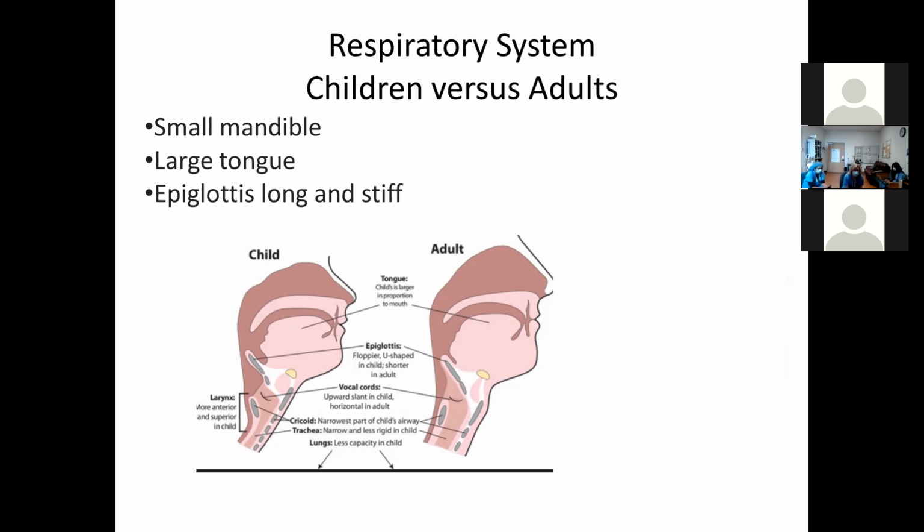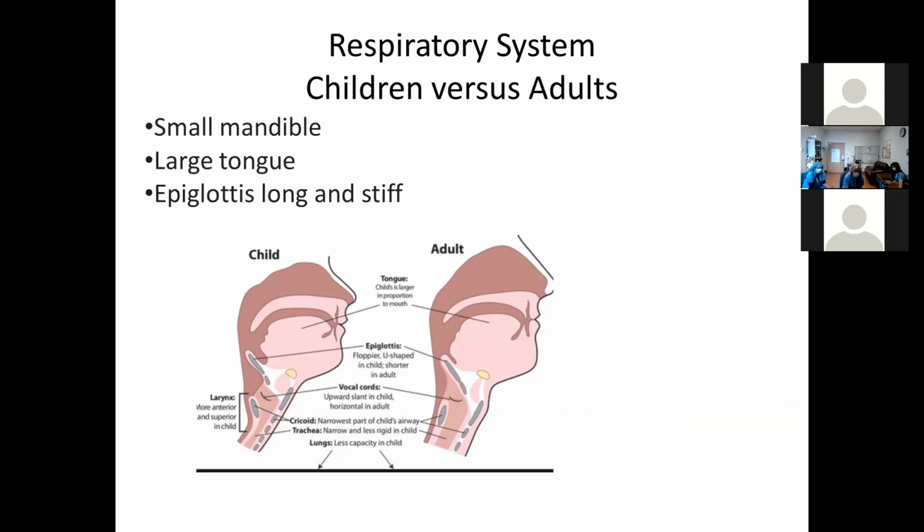So kids, as you know, have a small mandible, which makes it challenging to intubate. They have a large tongue, and their epiglottis is long and stiff, which again makes it more challenging to intubate. And the fact that they have a large tongue explains why kids up to approximately 6 months of age primarily breathe through their nose, which in itself has an implication for some pediatric conditions.